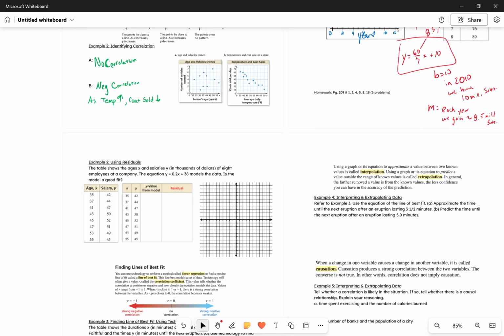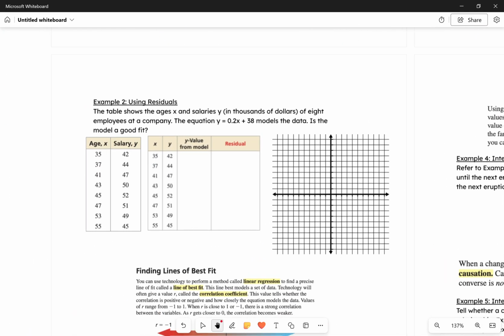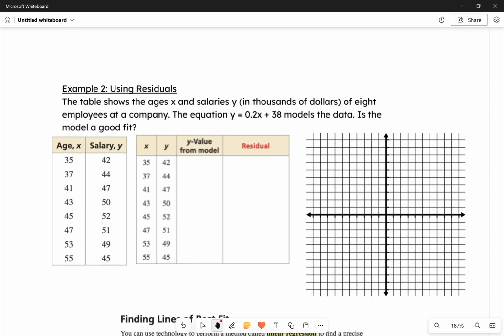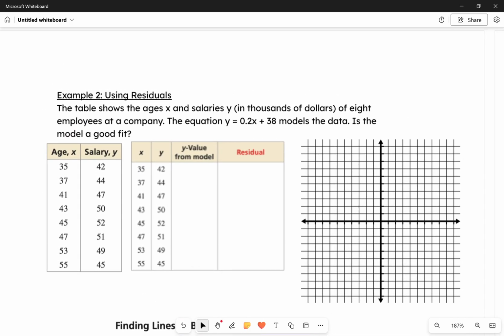So if we take a look at the next example, we're doing the exact same type of thing. We're just trying to figure out if this is going to be a good fit. Here we go. It says the table shows the ages X and salaries Y in thousands of dollars of 8 employees at a company. The equation Y equals 0.2X plus 38 models the data. Is the model a good fit?